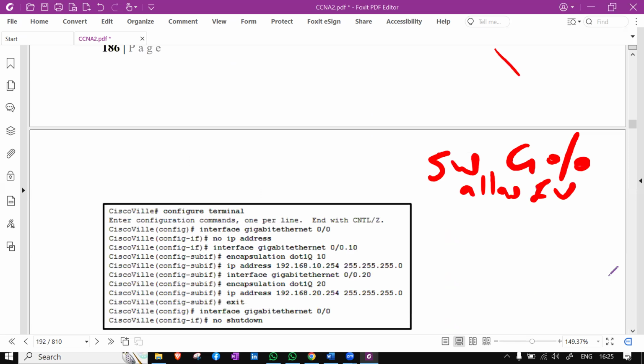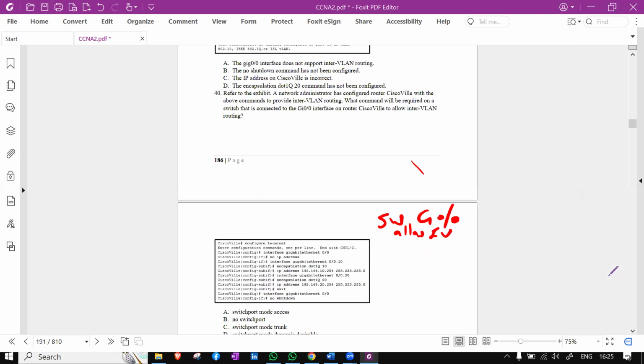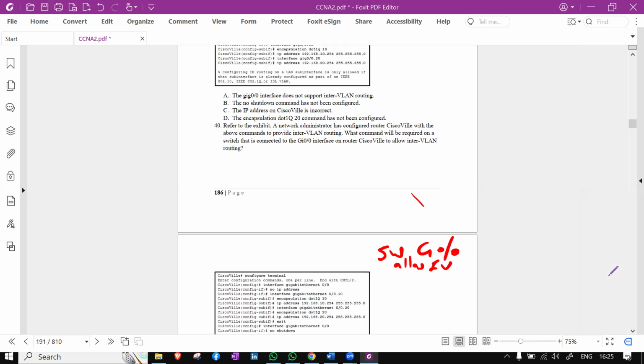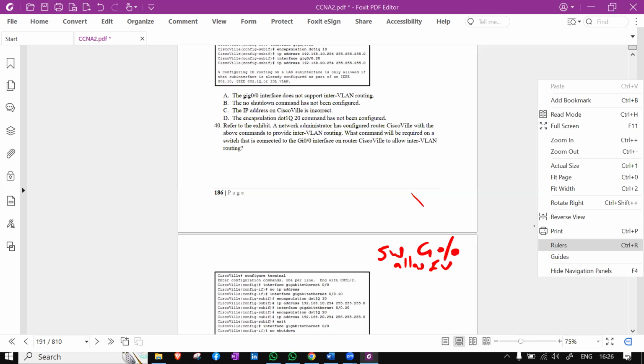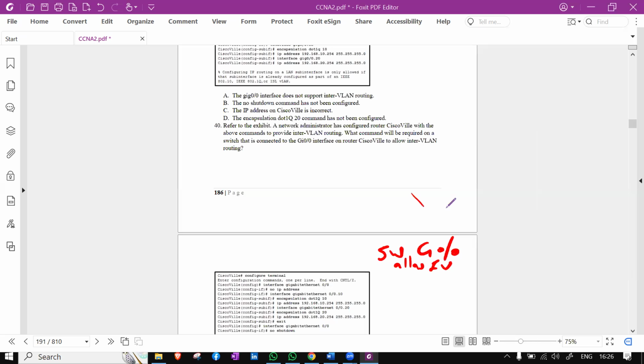What command? I think I can zoom in. What command will be required on a switch that is connected to the G0/0 interface on the router so that we have inter-VLAN routing?